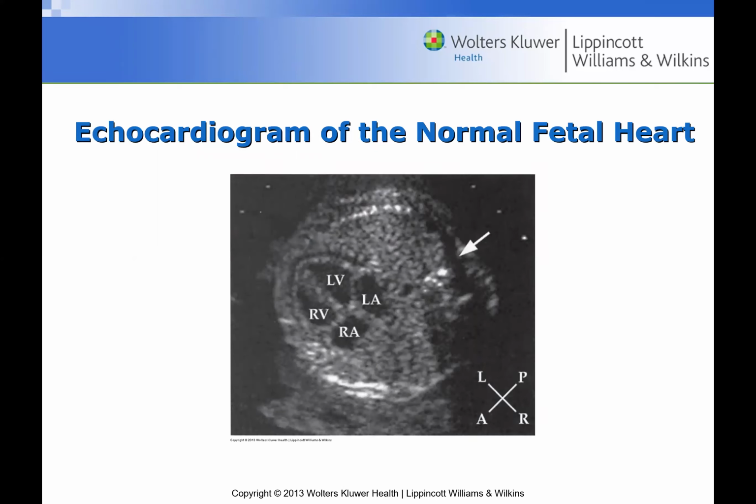Here's another image. This is a baby who is breech, laying on the right side, so the left is up. The right ventricle is closest to the chest wall, then the right atrium. The left atrium is closest to the hole right here, which is the aorta, and then this is the left ventricle.